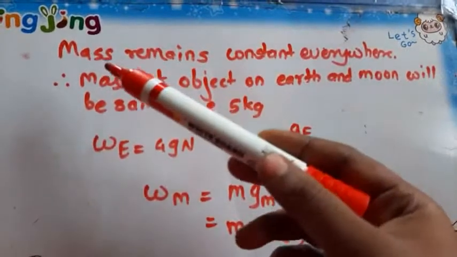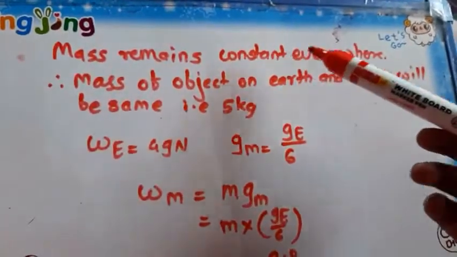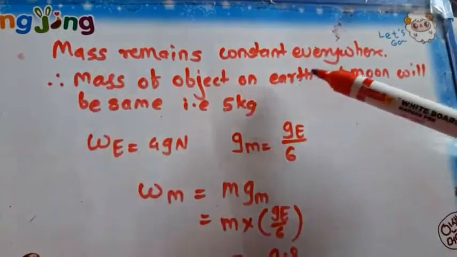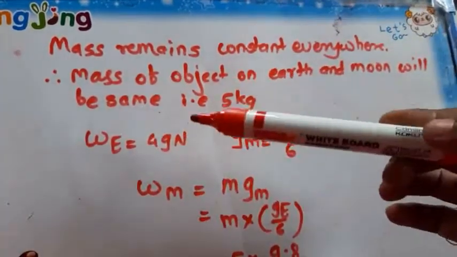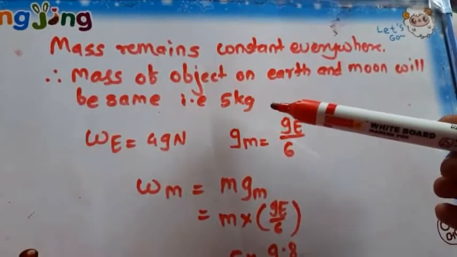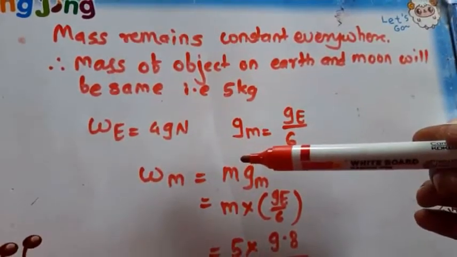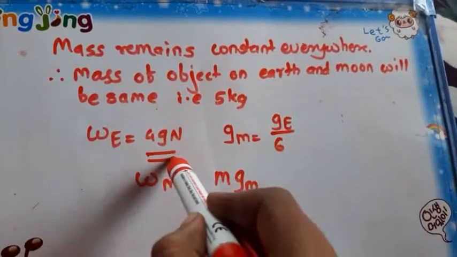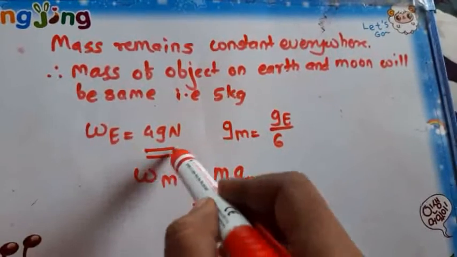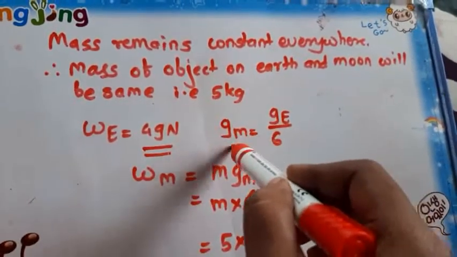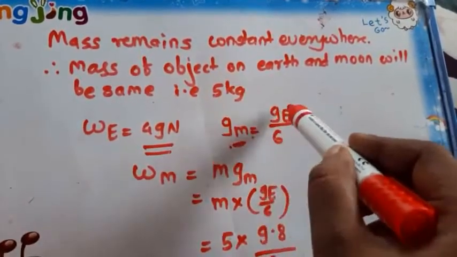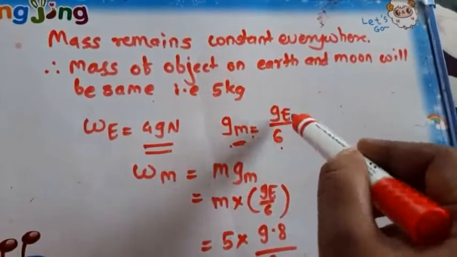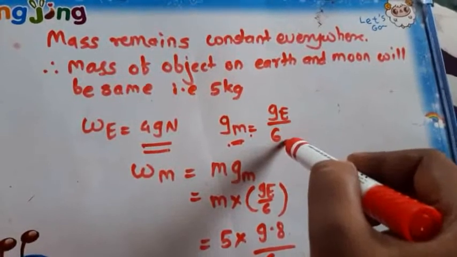We know that mass remains constant everywhere. Therefore, mass of that object on earth and moon will be same, and that will be 5 kg. Now weight of that object on earth, it is 49 Newton. Again what they have given, acceleration on moon is equal to acceleration on earth divided by 6, that is 1/6 of acceleration of earth's.